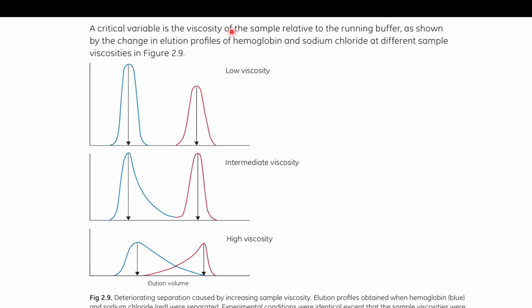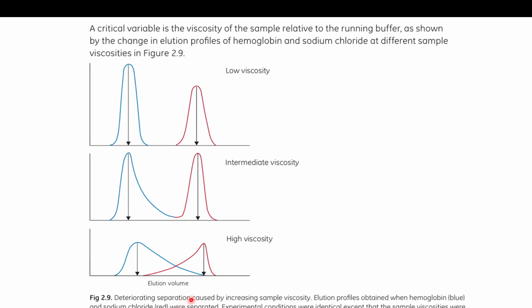So a critical variable is the viscosity of the sample, which is related to the running buffer. What we can see here is that if there is low viscosity, the peaks are well resolved, right? At intermediate viscosity, there is some kind of band broadening, or zone broadening. And when highly viscous buffers are passed through, the separation and resolution degrade a lot, and resolution drops by a huge amount.